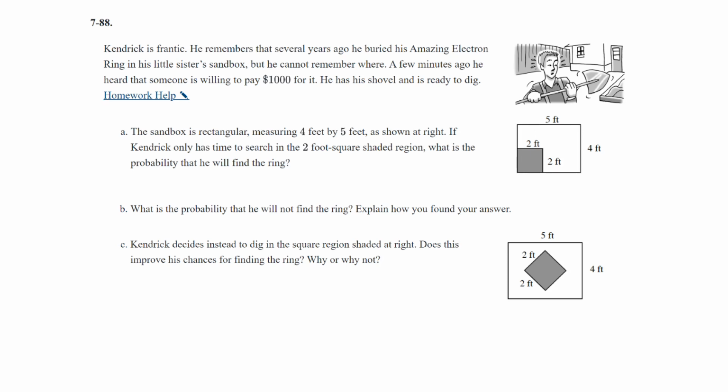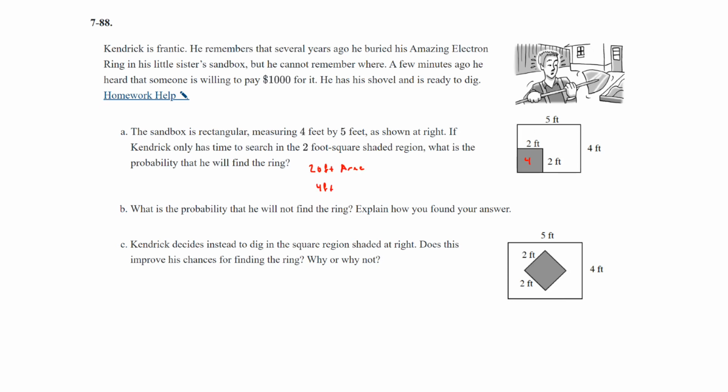If Kendrick only has time to search in the 2-foot square shaded region, what is the probability that he will find the ring? So, probability. Well, what's the area of the entire thing? So, if it's a 5 by 4, we have a 20-foot area. Alright, so that's the area that is potentially going to be covered, but he can only dig in a 2-foot by 2-foot region, which is 4 feet. So there's a total of only 4 feet that he actually has time to dig for.